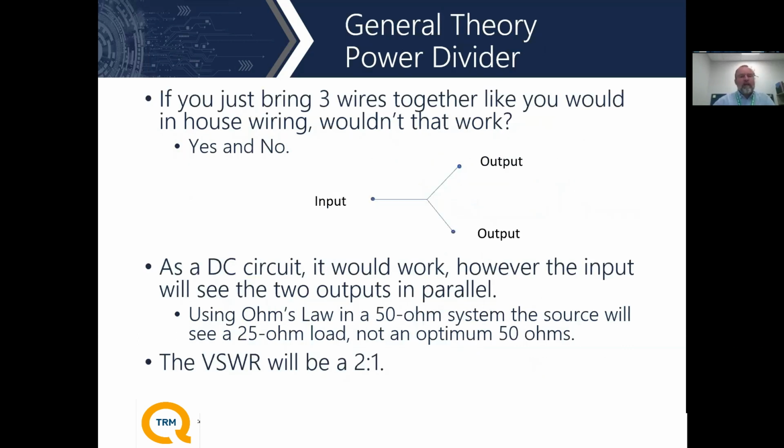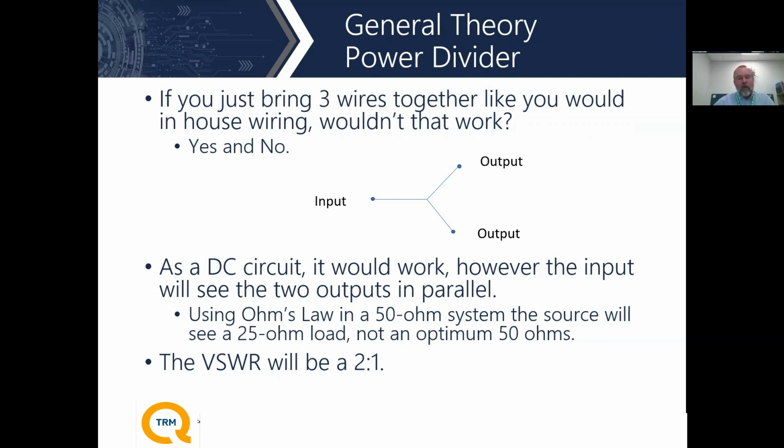Now some really high-level theory. Why not just bring 3 wires together like you would in a house to divide power? Won't that work? Well, the answer is yes and no. If you're looking for DC continuity through a network like this, yes, it'll work just fine, just as it works fine in your house when you go to tap in and put on that new porch light.